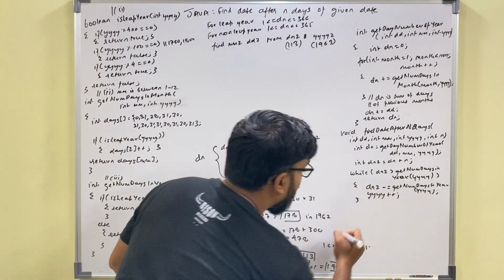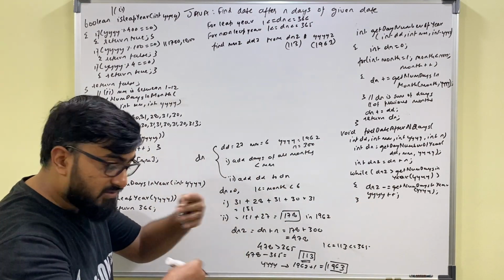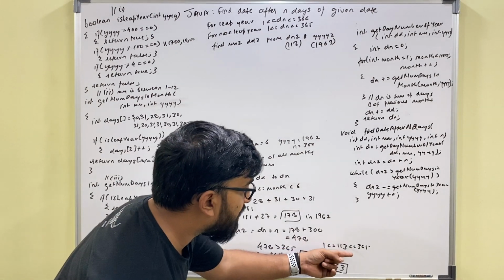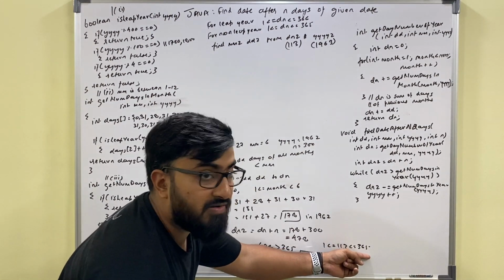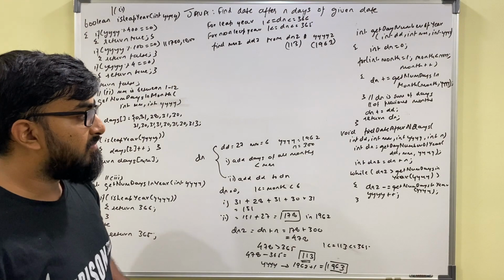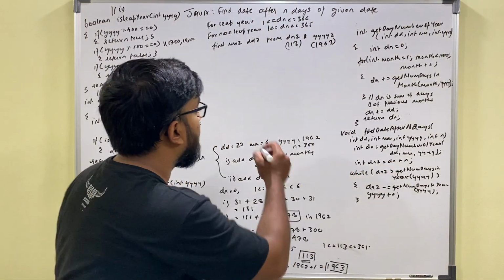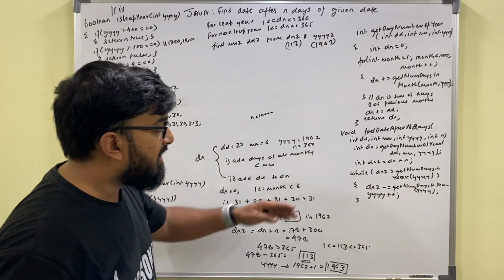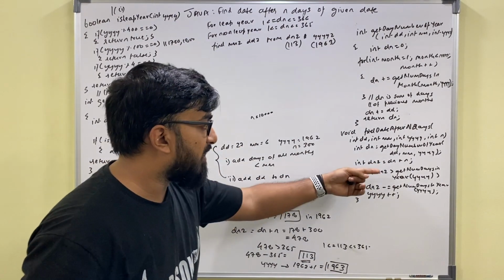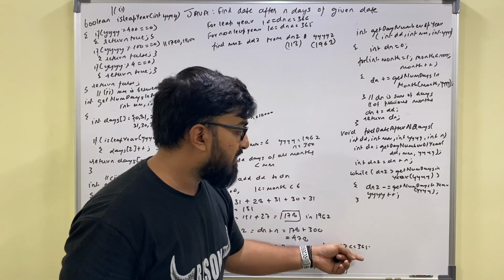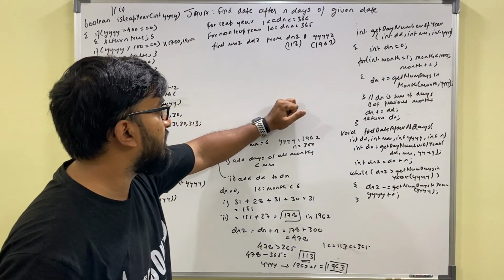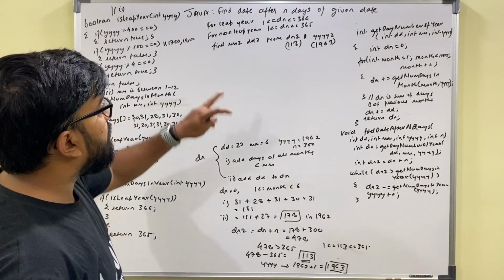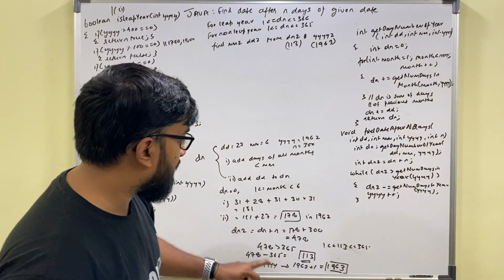Okay, and we do this as long as dn does not come in the range of 1 to 365 or 366. This handles the case if say n is 10,000. This loop will continue as long as you don't get a valid day number for the given year, and the year is incremented. All right, so we are here now. We completed this part as well.